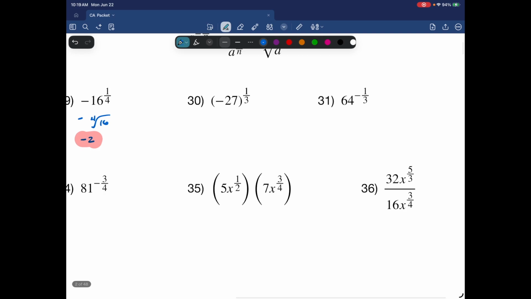On 30, because of that parentheses, the negative is on the inside, but the cube, that's an odd root, and I can have a negative under an odd root. So this is going to be negative 3. Now I have a negative exponent, so this is going to be 1 over the cube root of 64. And the cube root of 64 is 4, so this is going to be 1 over 4.